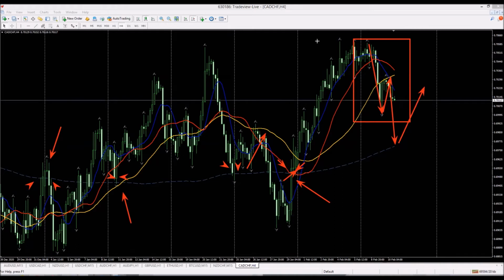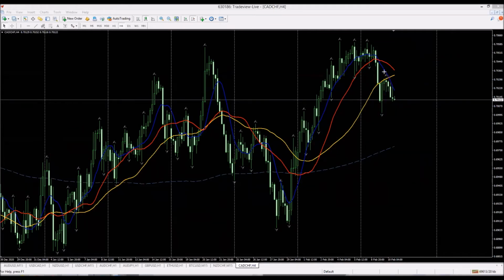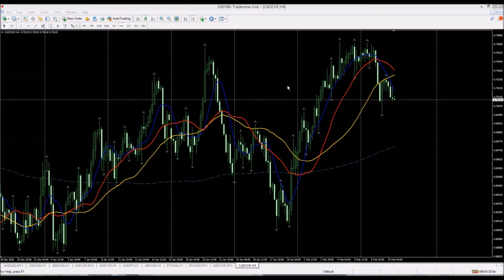Anyway, we're looking at this trade in this box here. I'm getting happy with the drawing tool there. So how can we identify this trade? Let's take a closer look at what's happening here.